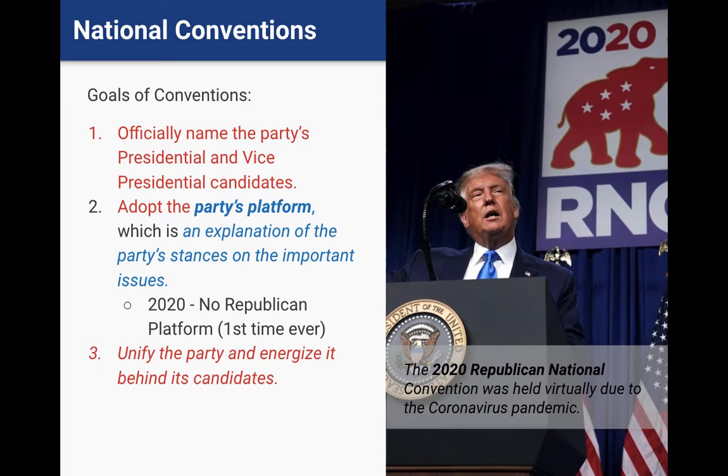When it comes to the National Convention, there's a couple of things that they're trying to do. They're trying to officially name those individuals for president and vice president. They're also trying to adopt their party platform, which we talked about when we talked about political parties. Okay? And they're trying to unify their party. They're trying to energize their party behind their particular candidate for president and vice president, as well as their other candidates for other positions. So you get a lot of fanfare, a lot of cheering, a lot of excitement built up around these particular events.